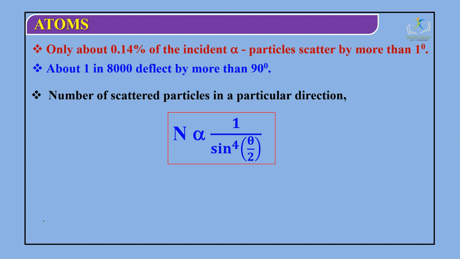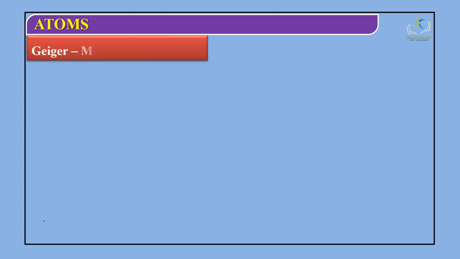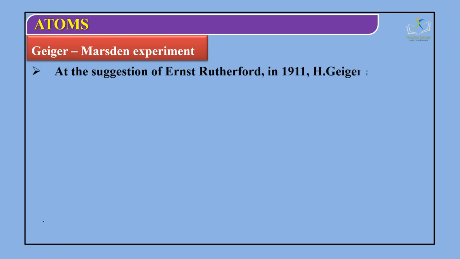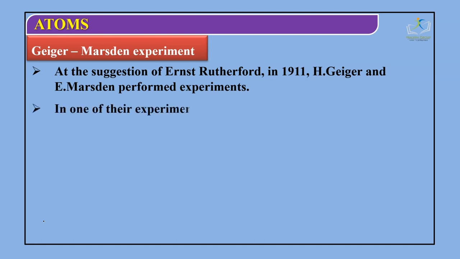So N is directly proportional to 1 by sin^4(theta by 2), where theta is the scattering angle. Geiger and Marsden did the same experiment. So who are Geiger and Marsden? They are research scholars of Rutherford, his students, and Rutherford was their master. At the suggestion of Ernest Rutherford in 1911, Geiger and Marsden performed some experiments.